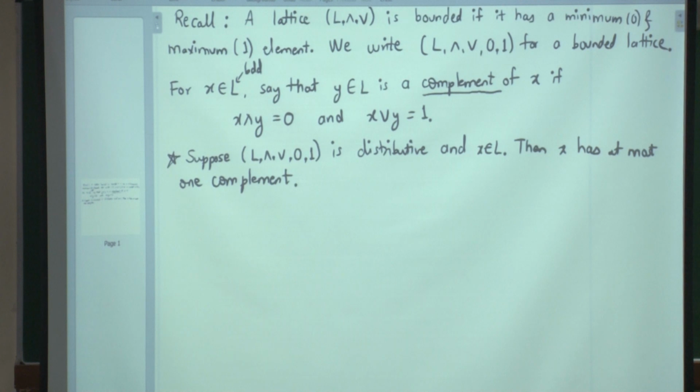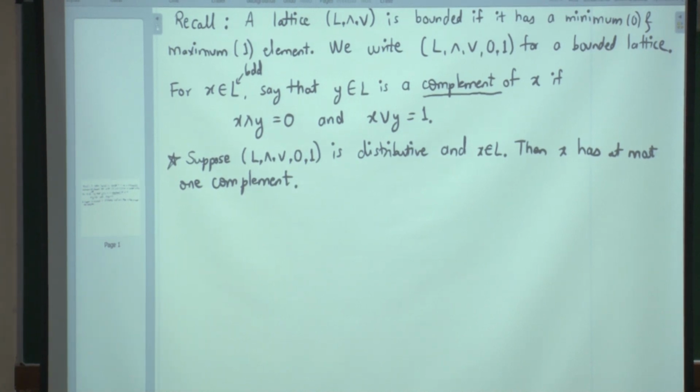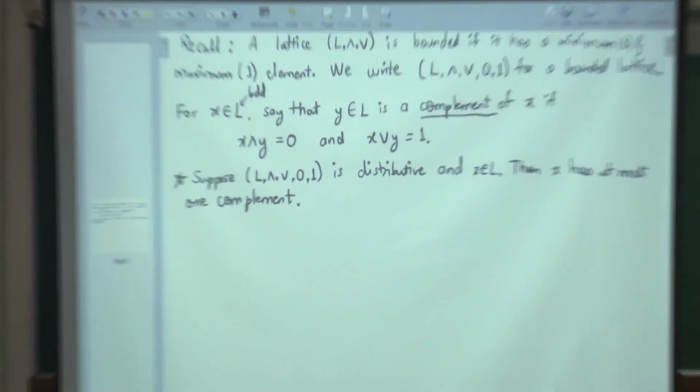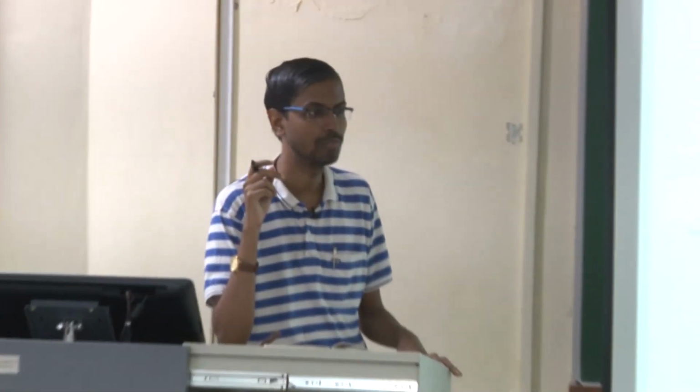Okay, let's begin. On the tutorial day we saw what Boolean algebras are. We got a glimpse of them, so let us start with the theory behind that. We say that a lattice is bounded if it has a minimum, which we denote by 0, and a maximum, which we denote by 1. We write (L, meet, join, 0, 1) for a bounded lattice to emphasize the bounds.